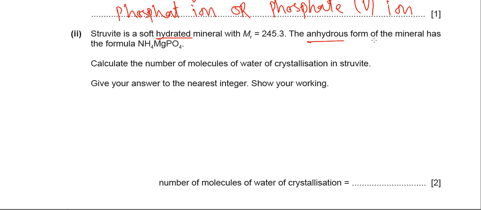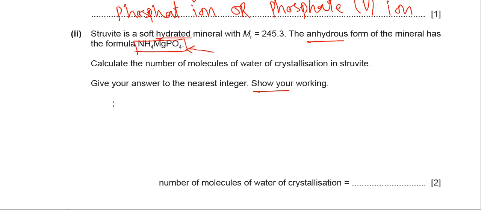Then he says the anhydrous form of the mineral has the formula ammonium magnesium phosphate. These types of salts are called double salts, so this contains 2 cations and 1 anion. Then calculate the number of molecules of water of crystallization in struvite. Give your answer to the nearest integer. It means whatever answer we get, we must write it as a whole number value.